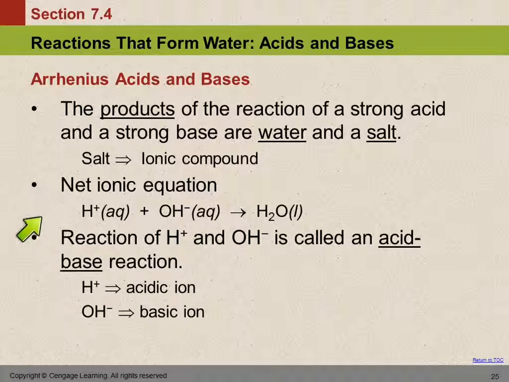The net ionic equation for these acid-base reactions is always going to be the same, which is pretty cool. It's the hydrogen ion from the acid, the hydroxide ion from the base, and they're going to get together and form water. And so when we have a reaction like this, we call it an acid-base reaction because we have a reaction between an acid and a base. So the H plus is the acidic ion that comes from the acid. The hydroxide is the basic ion, and it comes from the base.